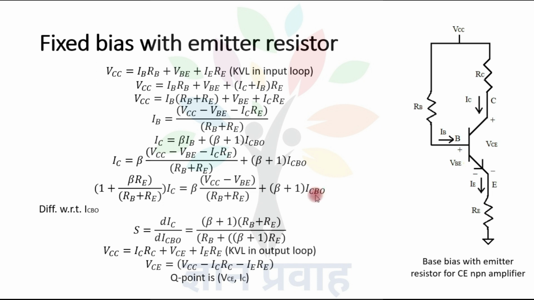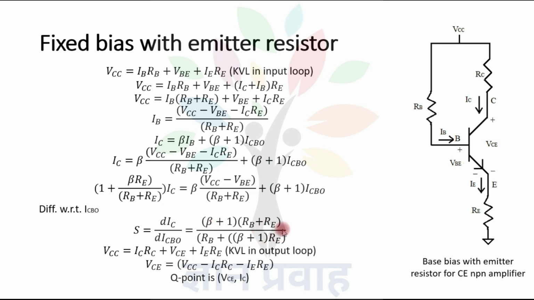Now the next target is to find the stability factor for this biasing circuit. Stability factor S equals dIC upon dICBO. So we simply differentiate this equation with respect to ICBO for the calculation of the stability factor. Finally we get (beta plus 1)(RB plus RE) divided by (RB plus (beta plus 1) RE).